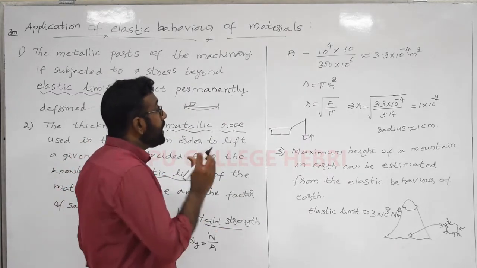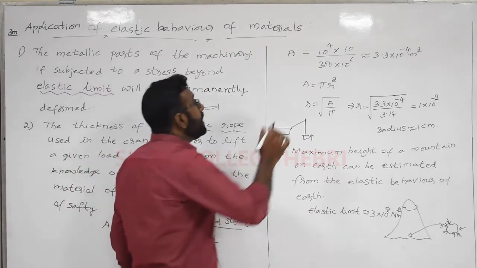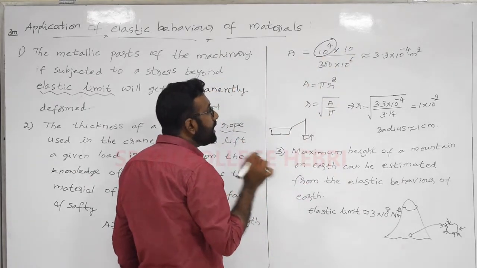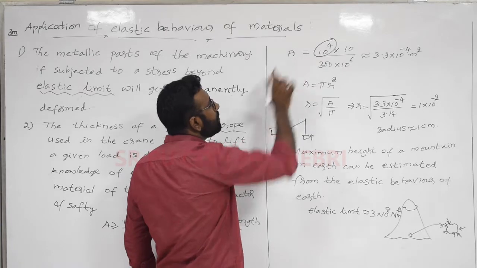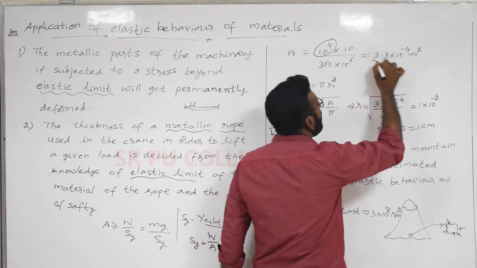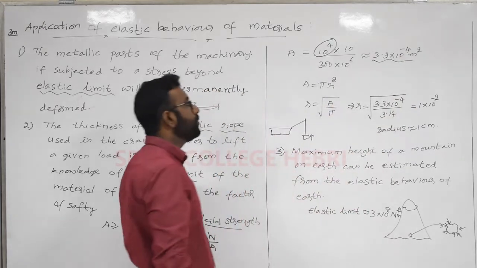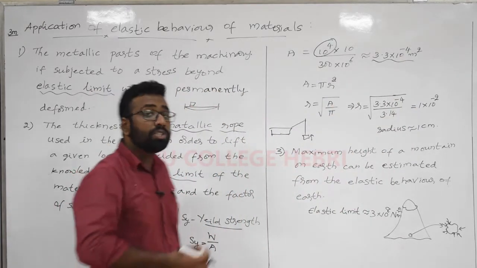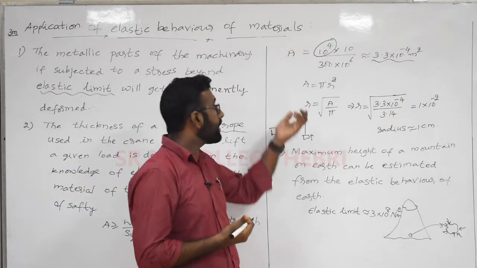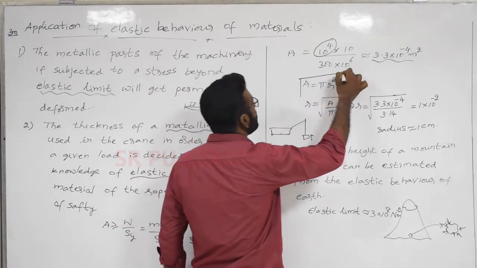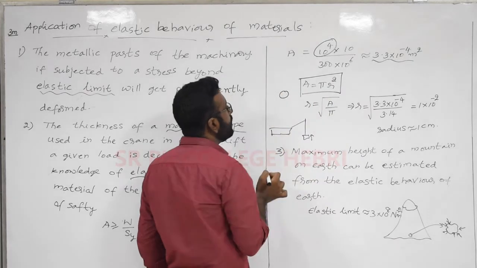Now you need to understand that to lift a weight of 10,000 kg, you need to have the area of the rope equal to 3.3 into 10 to the power minus 4 meters square. Now what should be the radius of the wire? You can calculate from the simple mathematical equation, as it is a circle, okay, rope, right?